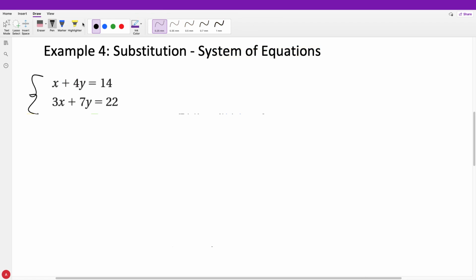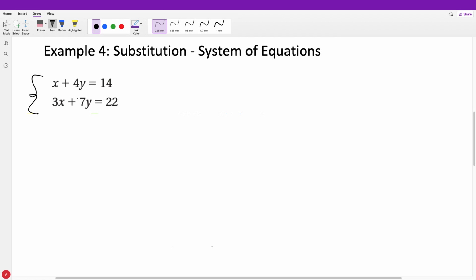All right, so here's the last example that we're going to go through. In this system of equations, it tells us x + 4y = 14, and 3x + 7y = 22. Now, none of these have been written where a variable is equal to something, like it was in the other ones. We knew x was equal to y, and we knew that y was equal to 2x - 4, or whatever that was. So we had something already set equal to. None of these do.